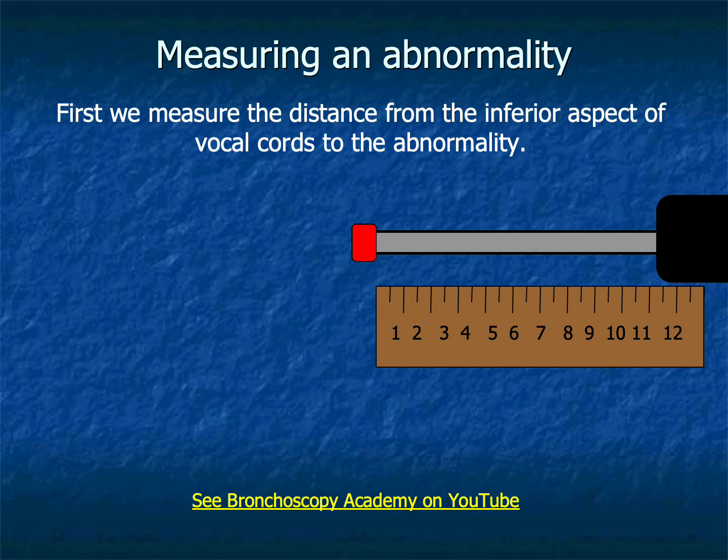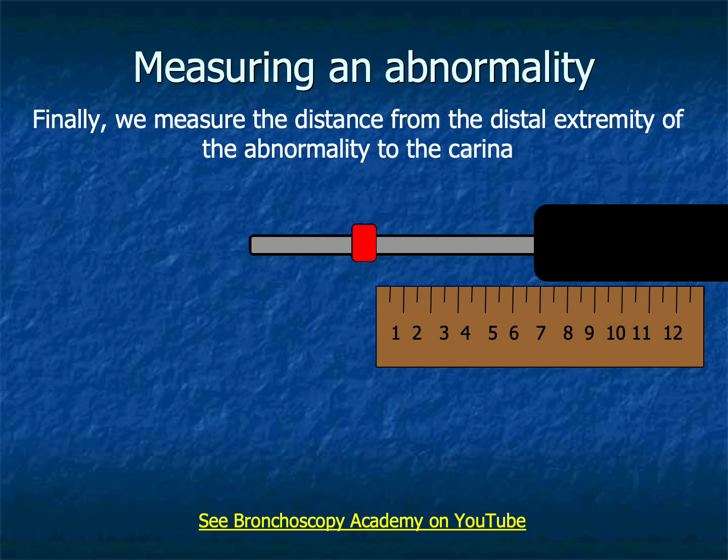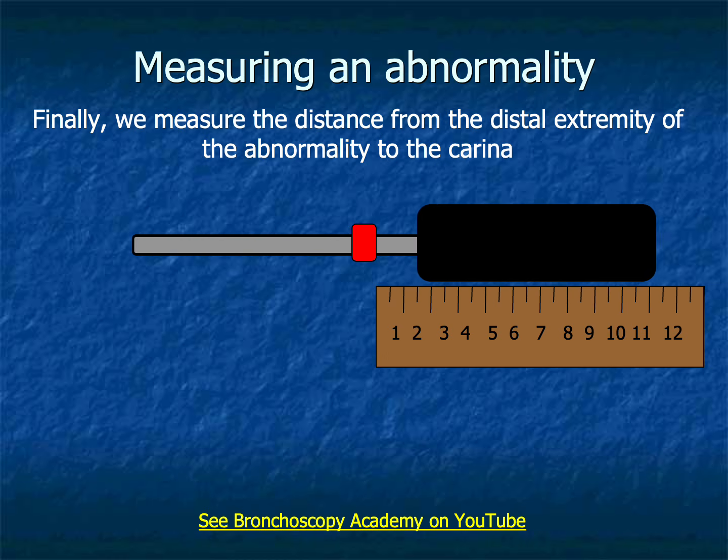These slides demonstrate the systematic measurement of airway abnormalities. Precise measurement is essential for communication, intervention planning, and longitudinal follow-up. We first determine the distance from the vocal cords to the lesion. Next, the length of the lesion itself is measured. Finally, we determine the distance from the distal extent of the abnormality to the carina. All three of these measurements should be provided to physicians interested in airway pathology. This process transforms bronchoscopy from subjective observation into reproducible anatomical documentation.